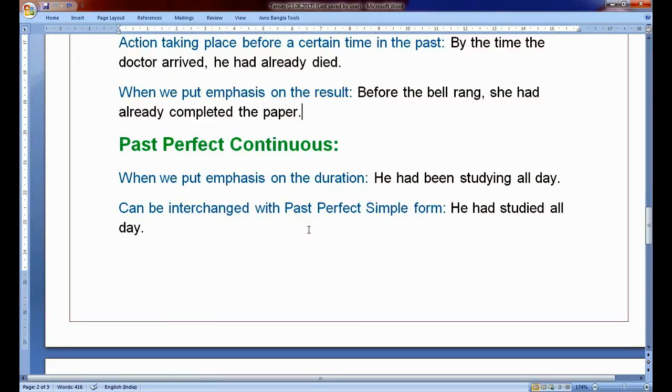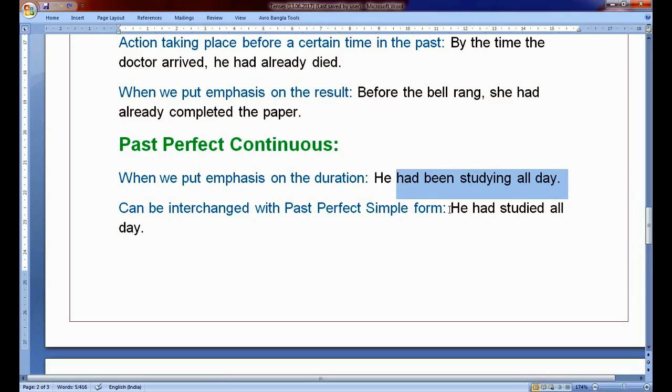Moving on now to the last portion, which is the past perfect continuous. The past perfect continuous is used to emphasize the duration of an action. Example: he had been studying all day, which means in this case we are focusing on the time, that is studying all day. Secondly, the past perfect continuous can be interchanged with the past perfect simple form.